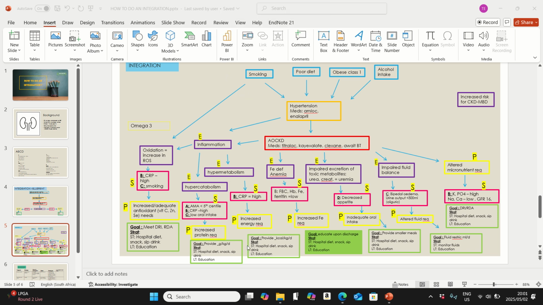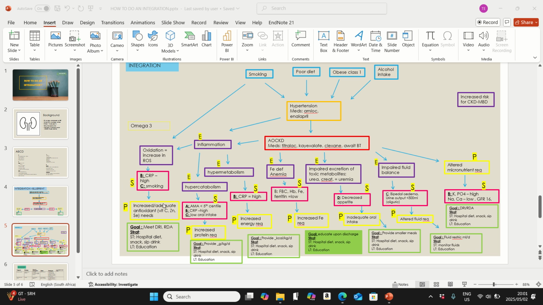Okay, same goes with the goals and strategies for the hypermetabolism, you're going to give your energy range that appears in the recommendation. Always remember to write your reference that you've used for your goals, or the interval that you've used. So yeah, that's basically the inflammation part of it.